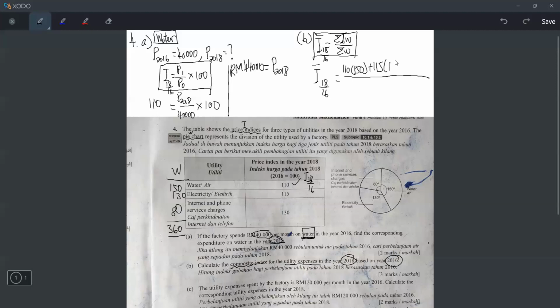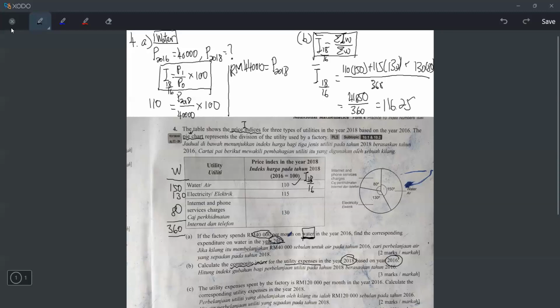and the last one, 130 times 80, over the total weightage. The total weightage is the sum, 360. On top, add everything up. Let's press 110 times 150 plus 115 times 130 plus the last one. We get 41,850. And then divide by 360. We get 116.25. So that is the answer for B.